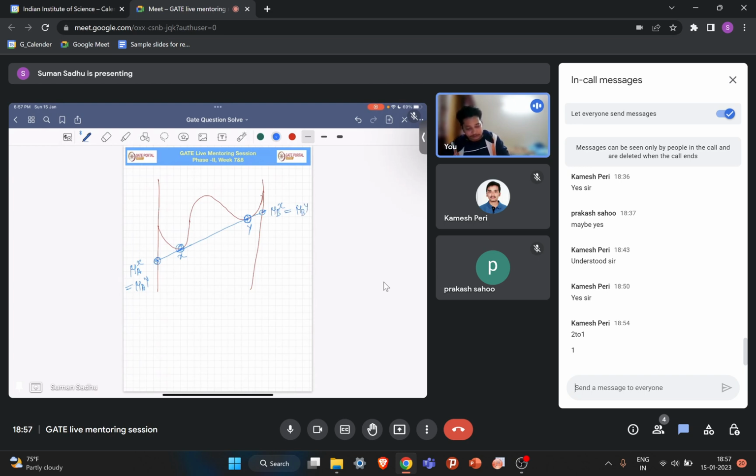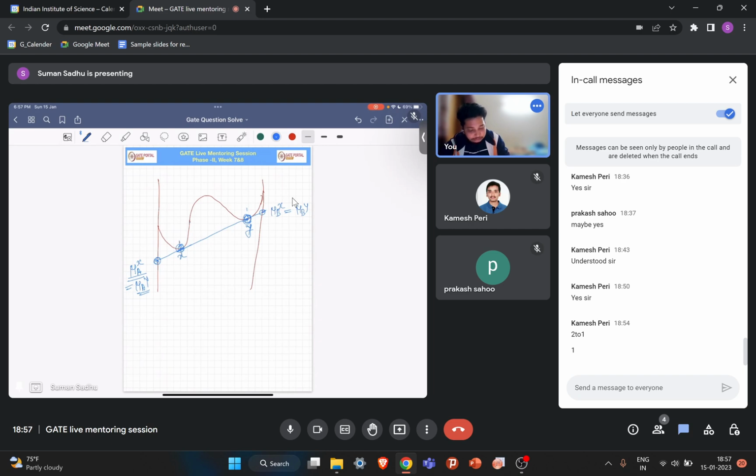So that means your chemical potential of A in the X phase is equal to the chemical potential of A in the Y phase. If your chemical potential is the same in both the phases, then it is in equilibrium, right? It is at equilibrium condition. So then nothing will change.